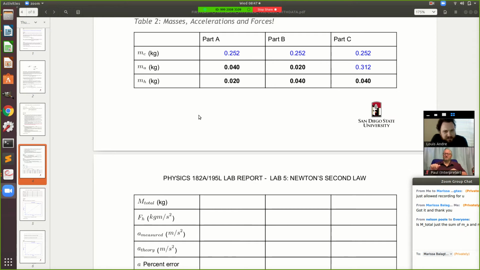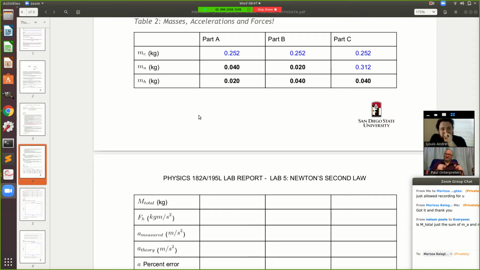And it's important because the mass of the hanger is the thing that's actually accelerating the system. That's the hanging mass down there at the bottom that's actually pulling the system off the edge. So you can see we double that, which means we'll double the applied force. The mass of the system stays the same though, right? It's 0.252 plus 0.04 plus 0.02 in parts A and B. So total mass shouldn't change there, but the force accelerating the system does change, right? Because MH is the only thing that's responsible for accelerating the actual system.